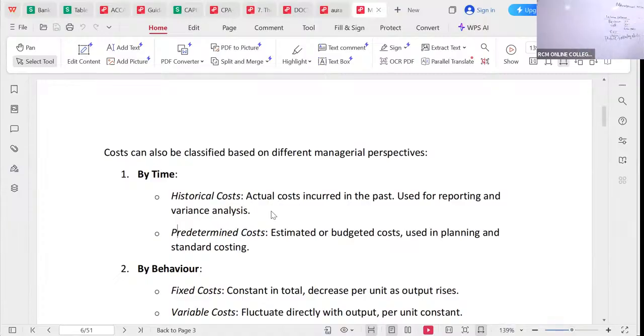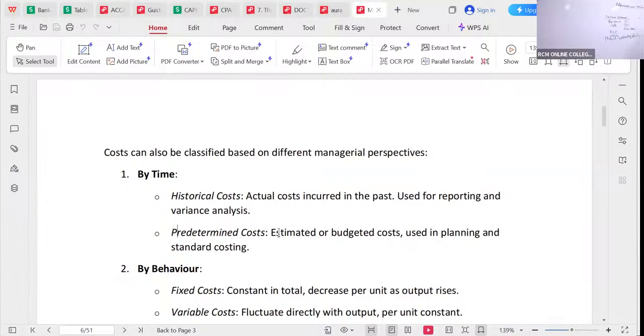Historical costs are actual costs incurred in the past, used for reporting and variance analysis. Then we have future costs, which are determined, estimated or budget costs used in planning and standard costing.